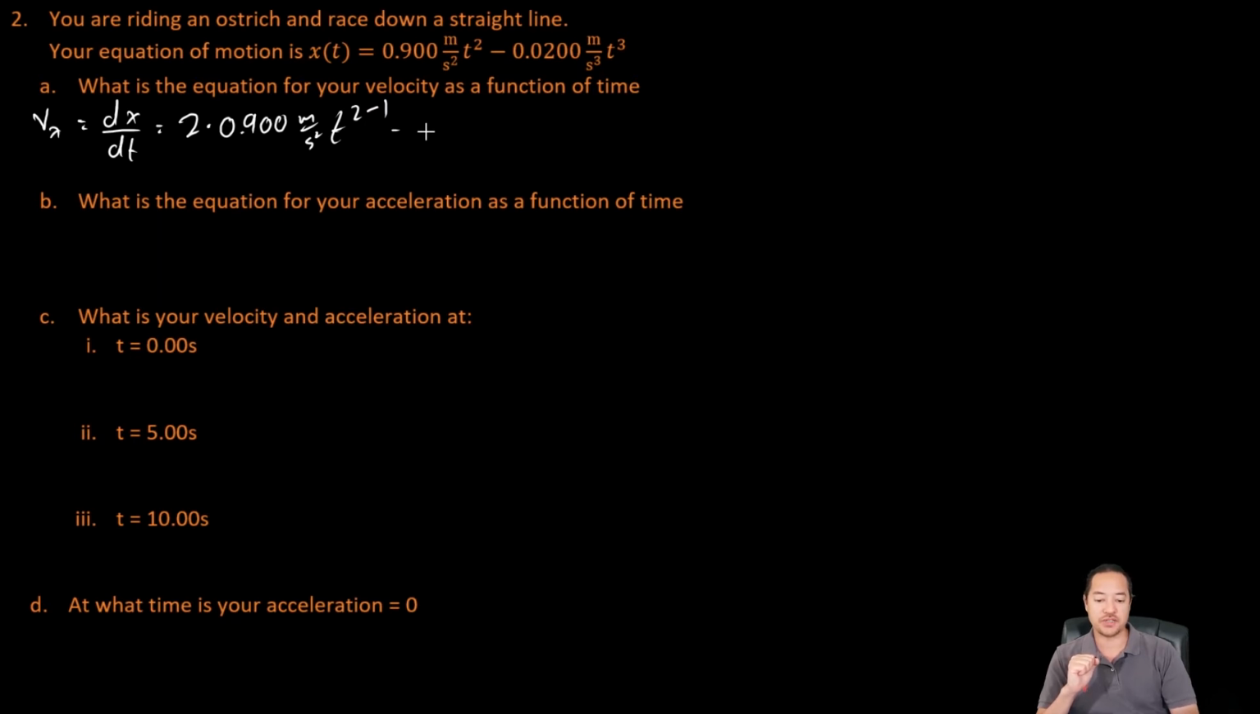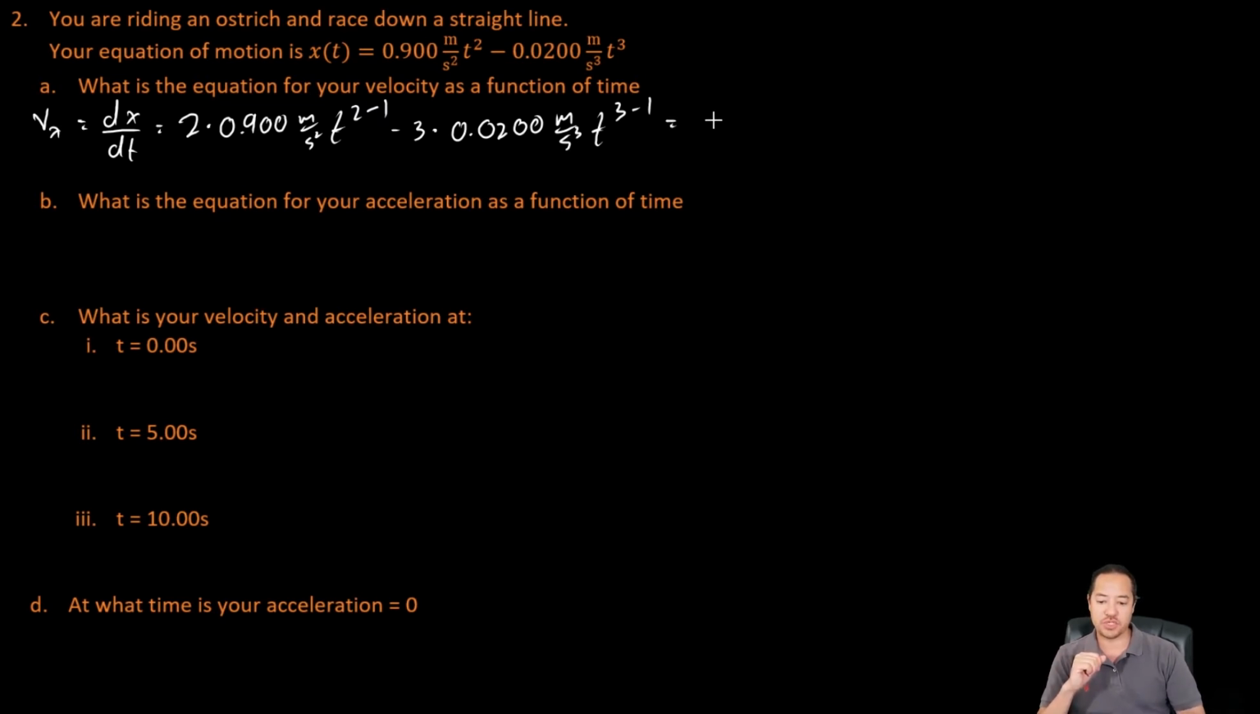And now let's do the second term. So it's going to be minus 3 times 0.0200 meters per second cubed, t to the power of 3 minus 1. Okay, so this is going to be our velocity equation. Now let's simplify it a little bit. So what are we going to get here?